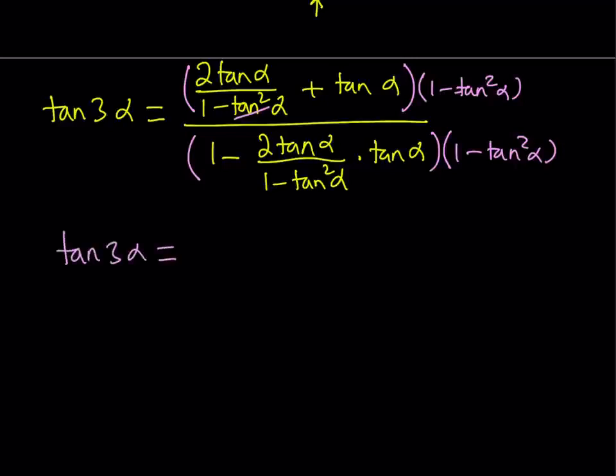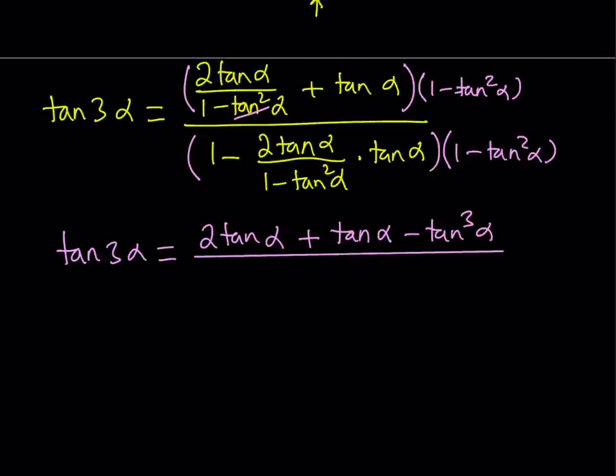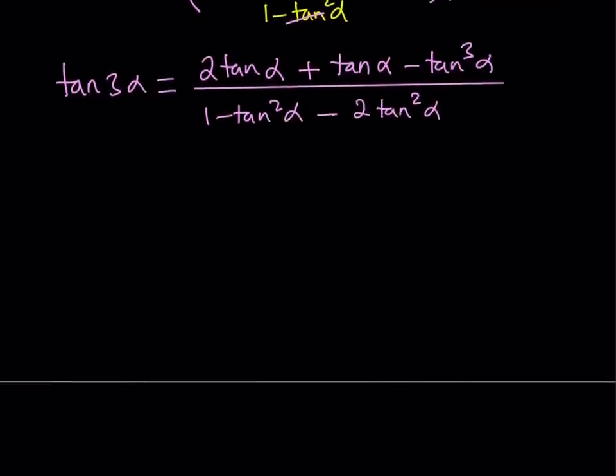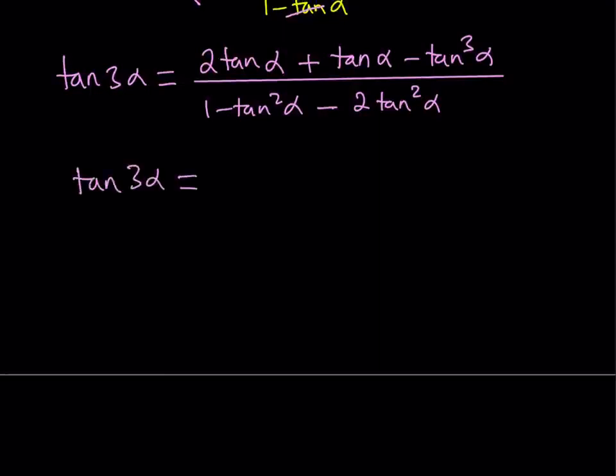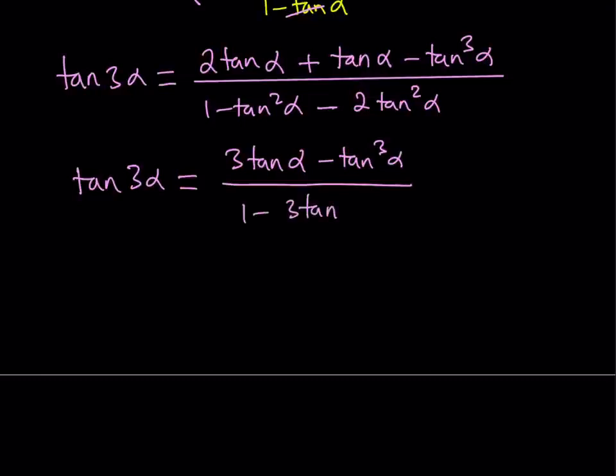So you're going to be getting something like this. Tan 3 alpha is going to equal, from here I'm getting 2 tan alpha because the denominator cancels out, plus tan alpha is just multiplied by 1 minus tan squared. Let's go ahead and distribute that. Tan alpha minus tan cubed alpha all over. The bottom is going to be, when you distribute 1 times that, it's going to give you 1 minus tan squared alpha minus, when you multiply these, again, these two are going to cancel out. You're going to end up with minus 2 tan squared alpha. Okay? And now this should give you the formula for tan 3 alpha, which can be written as 3 tan alpha minus tan cubed alpha divided by 1 minus 3 tan squared alpha.